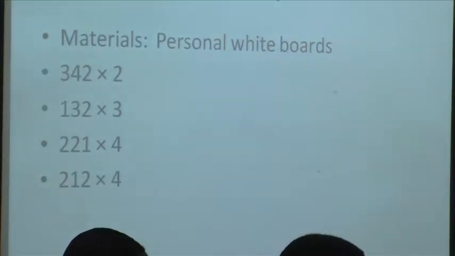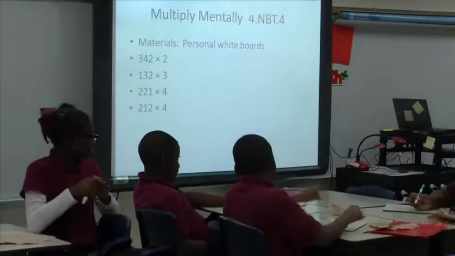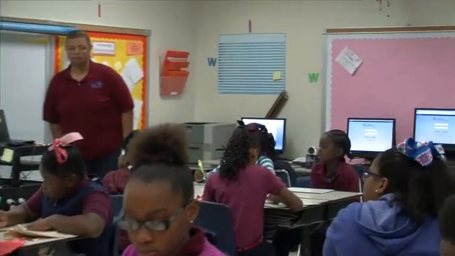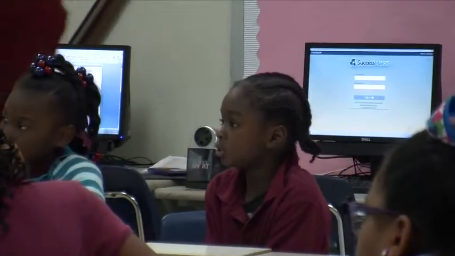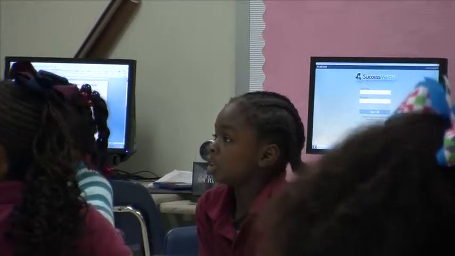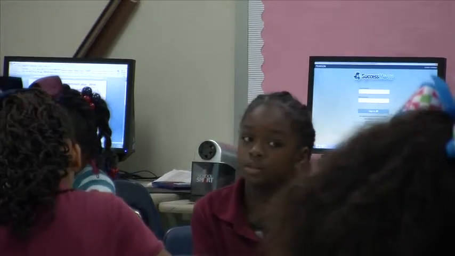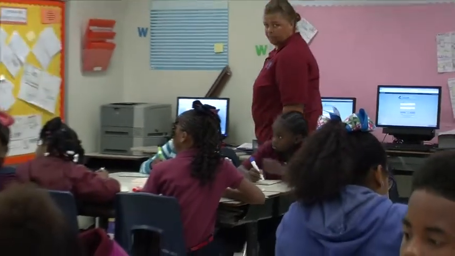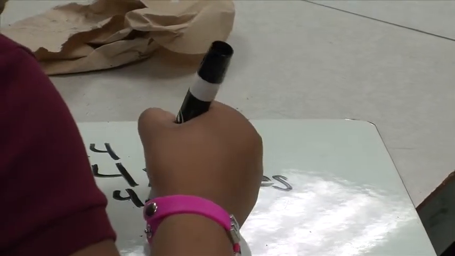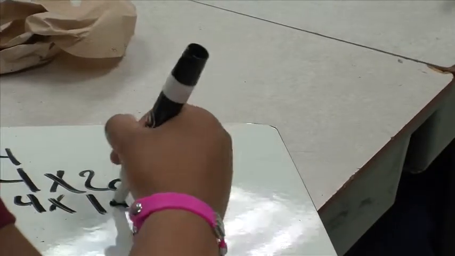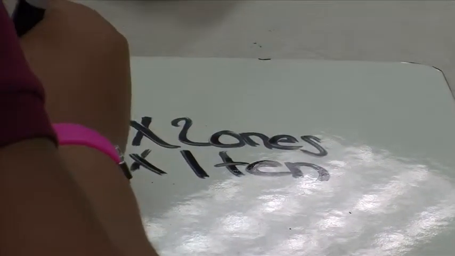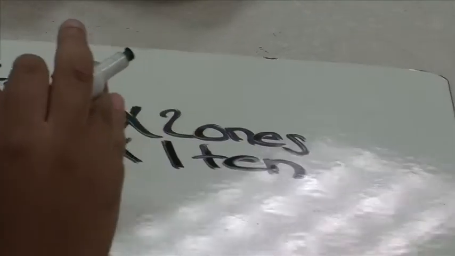Let's go. Try your next one. You can do it along on your whiteboard. 100 times 3 equals 300. 30 times 3 equals 90. And 2 times 3 equals 6. And my answer is 396. Great. Good job. I see people doing it different ways. Some people using the place value disc.